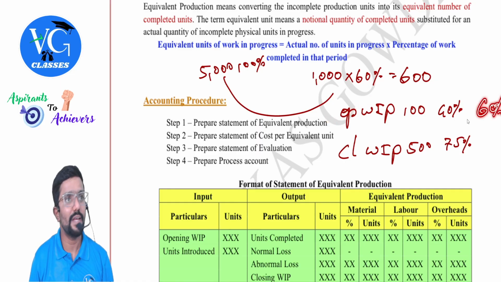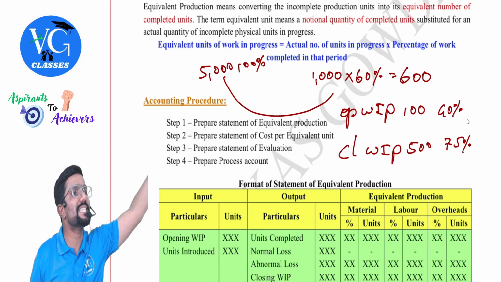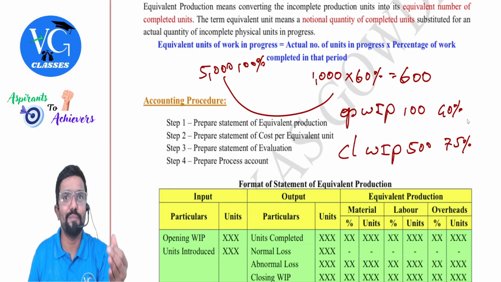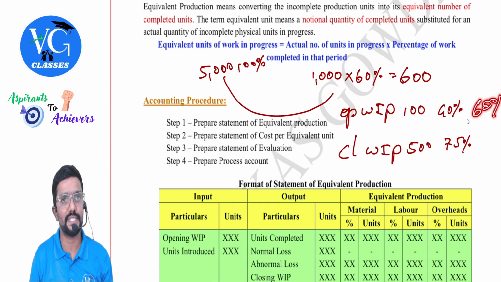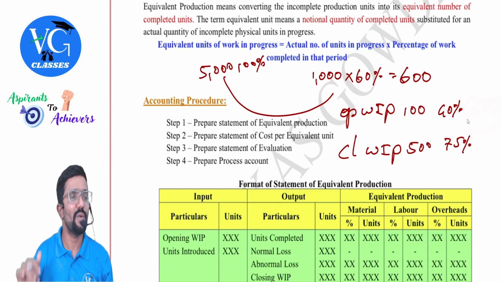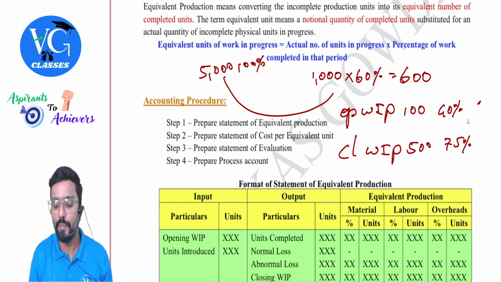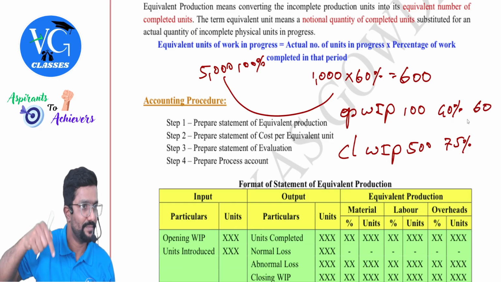60%. Why, sir? 40% was already done last year. The remaining we will complete. Will we start again from zero? No. Whatever is remaining, we will do it first. So 60% is the work done in the current period. So if I ask you what the equivalent unit is, it would be 60 here in the current period.